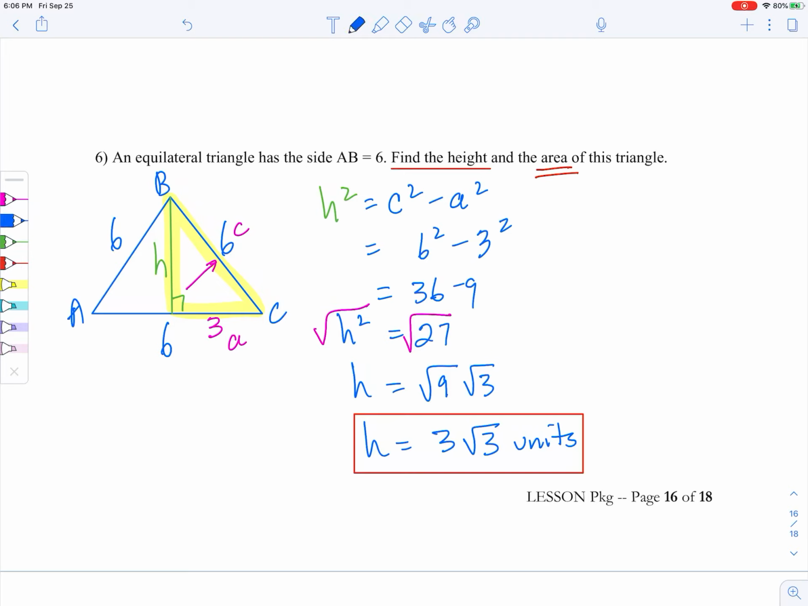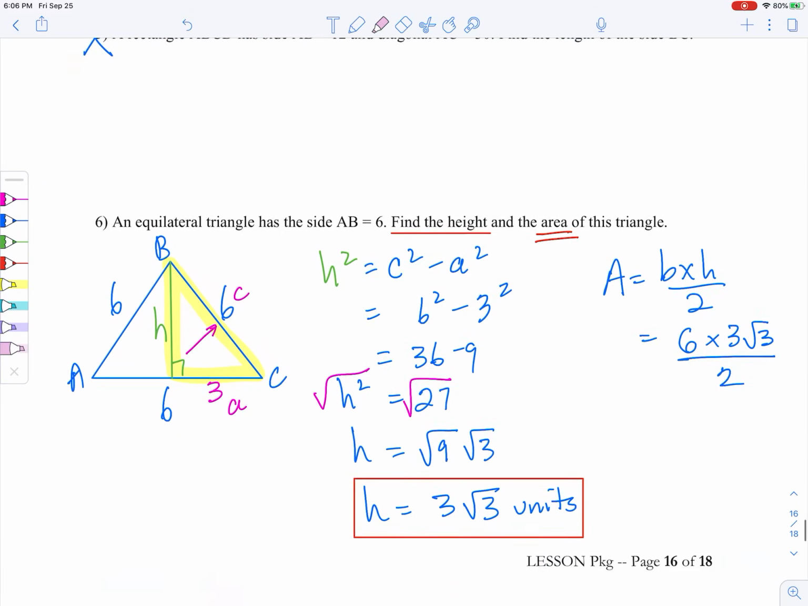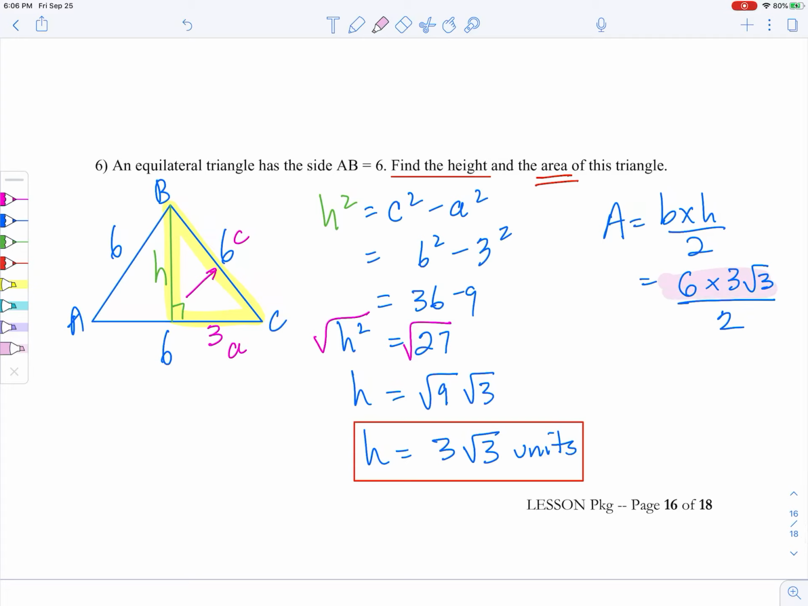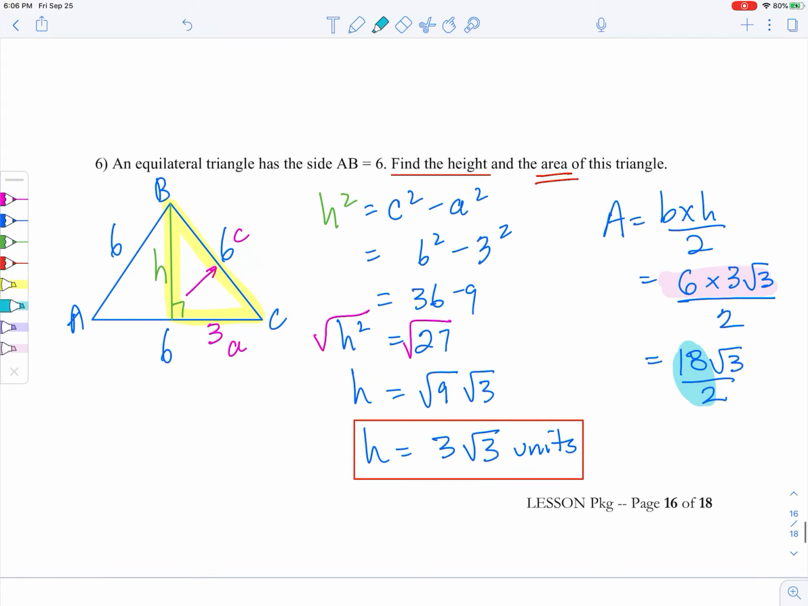So for a triangle, area equals base times height divided by 2. So the base is 6 units. The height is 3 root 3 units divided by 2. I'm going to multiply the whole top first. So 6 times 3 is 18 root 3 over 2. And now I'm going to simplify. So I have 18 divided by 2. So I deal with a fraction. So it's going to give me that my area is 9 root 3.